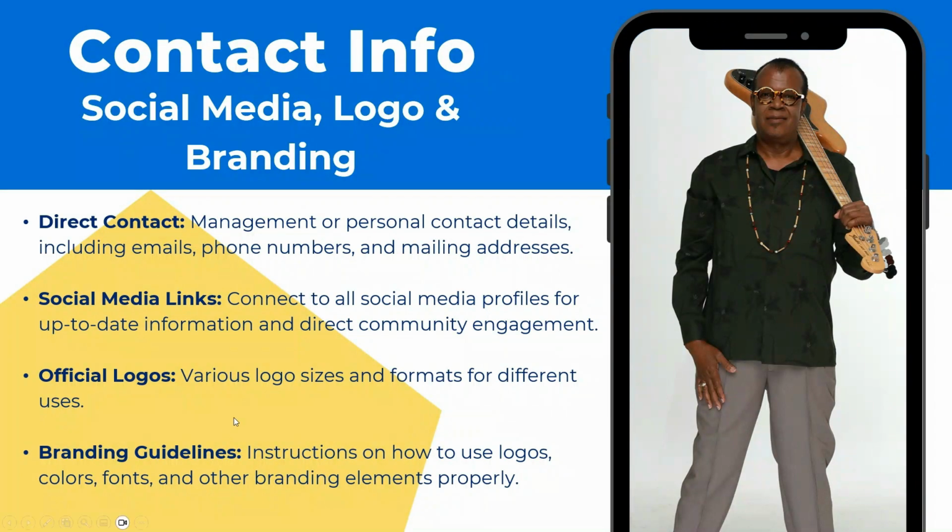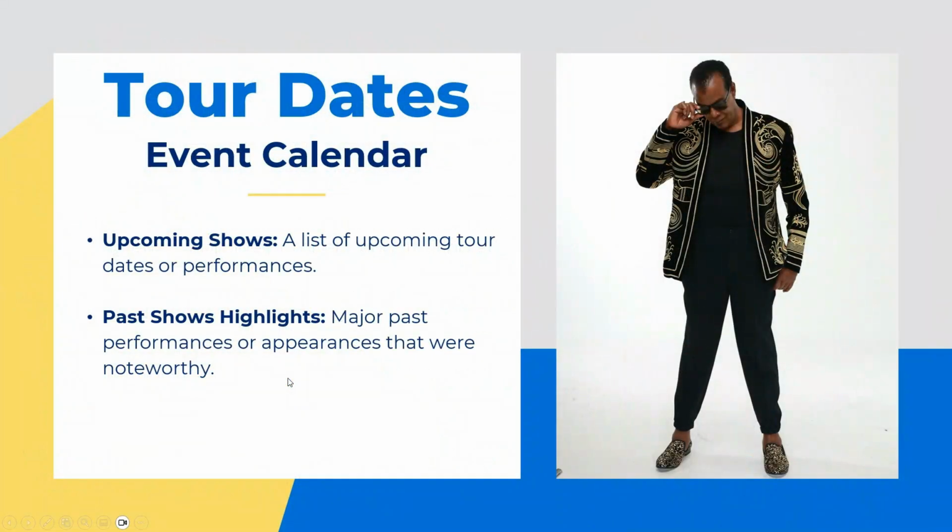All right, and moving along. The next thing that your EPK should include is your tour dates and calendar of events. And that's upcoming shows, a list of upcoming tours, tour dates or performances. Or if you don't have that, past shows, highlights, major past performances or appearances that were noteworthy.